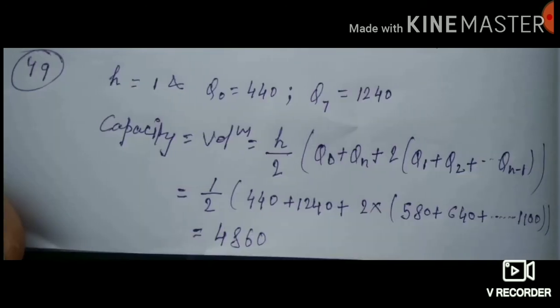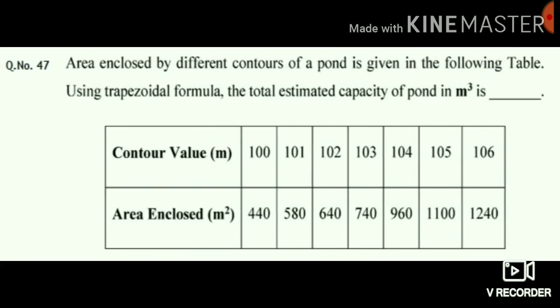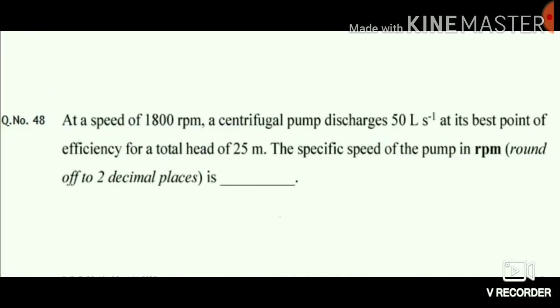So this is the, you all know the trapezoidal formula, that is h by 2 into Q naught plus Qn plus 2 into Q1 plus Q2 plus dot Qn minus 1. And simply Q naught and Qn values are 440 and 1240, and Q1, Q2 all values are given in the question, and you can simply multiply and get the answer, that is 4860 meter cube. I am sorry, I have not written the units, but it is 4860 meter cube.